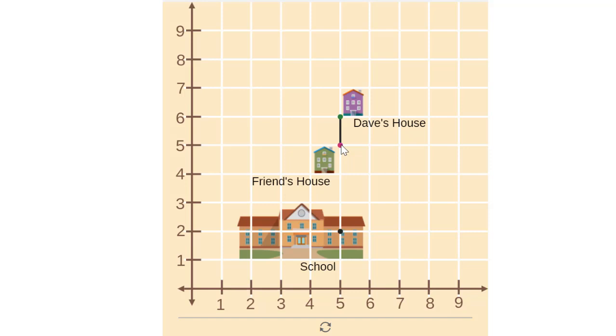Now Dave is going to ride from his friend's house all the way down to school. And school here lives at 5, 2. So if Dave now is riding his bike, he's going to go 1, 2, 3. 3 more squares from his friend's house to school. So what's the total distance between Dave's house here at 5, 6 and school down here at 5, 2? 1, 2, 3, 4 total squares. So the distance between them is 4.